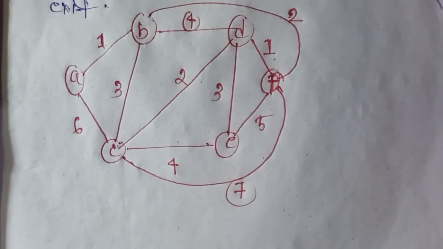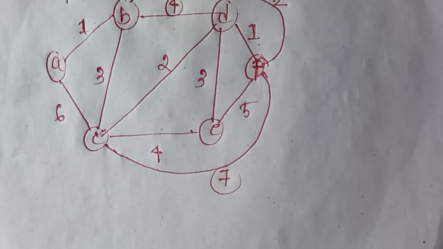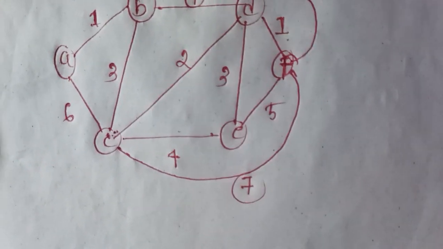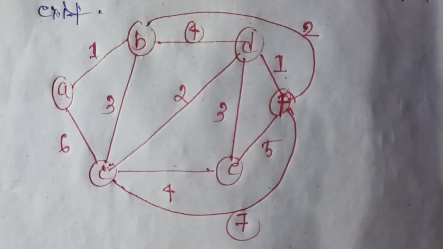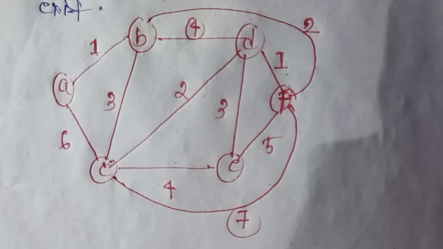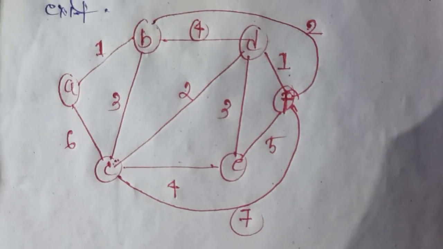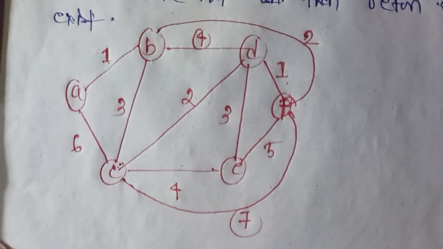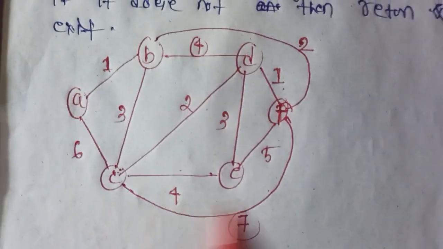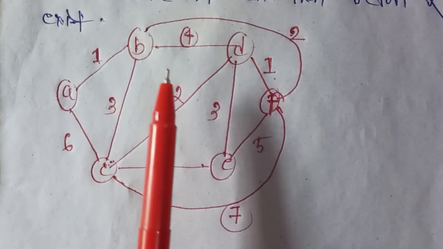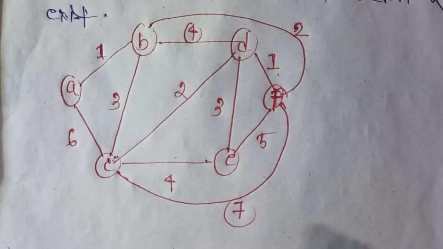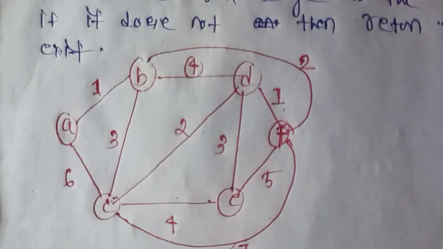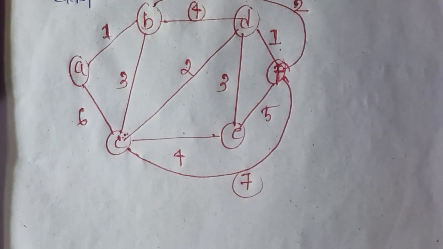First we check whether any self loops are there, in which case we simply exit that node, and if any parallel edges are there, then we remove those edges. Here there are no self loops or parallel edges, so we do not need to remove anything. So simply we start our process.